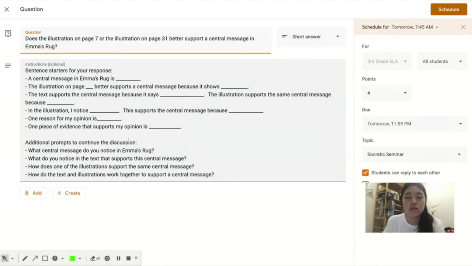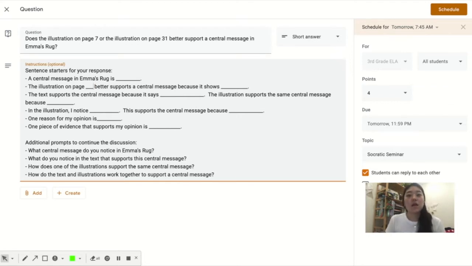I'm going to read through some of the sentence starters that you can use, so please follow along with me. A sentence starter you can use to identify the central message: "A central message in Emma's Rug is blank." "The illustration on page blank better supports a central message because it shows blank." That's an example of a first sentence to tell me which page you think better supports the central message. The next one says, "The text supports the central message because it says blank." "The illustration supports the same central message because blank."